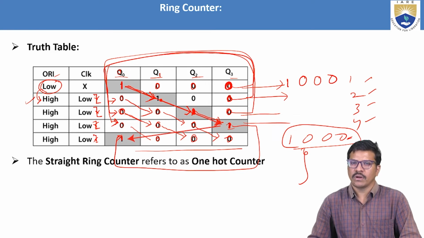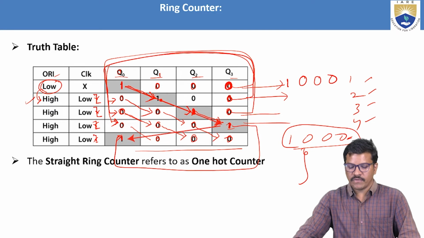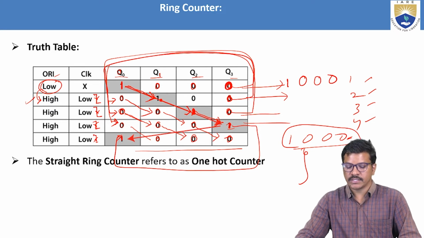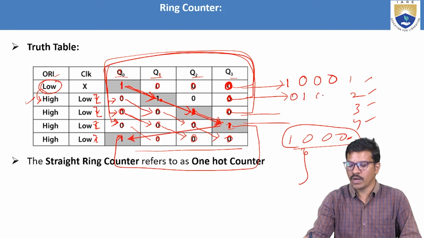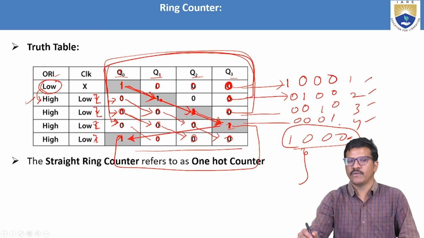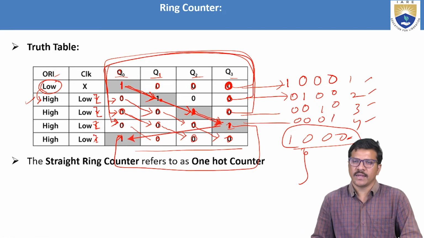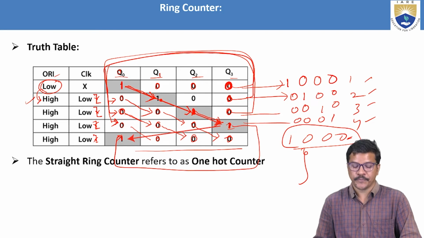And one more name for this straight ring counter is one hot counter. One hot means that at a time only one logic 1 is there in the sequence. If you see any sequence, like 0 0 1 0 or 0 0 0 1, in all states only one logic 1 is there. That means one hot counter.